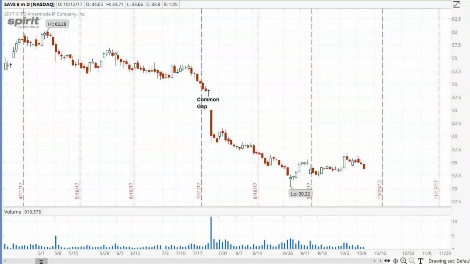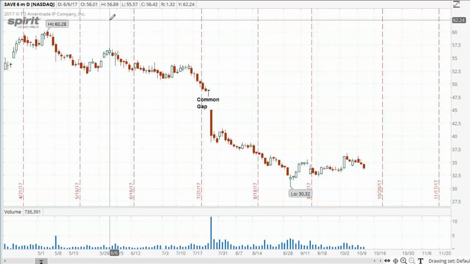So here's an example of a common gap. You can see that in Spirit Airlines. There's really nothing significant about the location of this. It happened in the middle of a trend. In other words, it was in a downtrend already. Some news came out, I'm not sure what that is, but you had this gap on the downside. So what's important to see in here is that it was in the middle of a trend, right? And after that, it continued on the downside. So momentum was already there on the downside. And it's a continuation. It's a common gap, or often called a continuation gap.